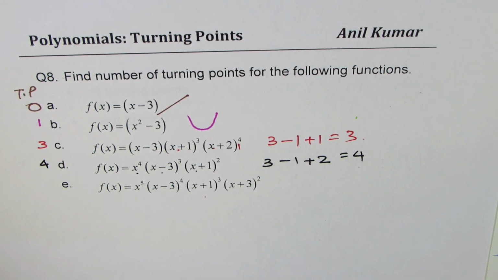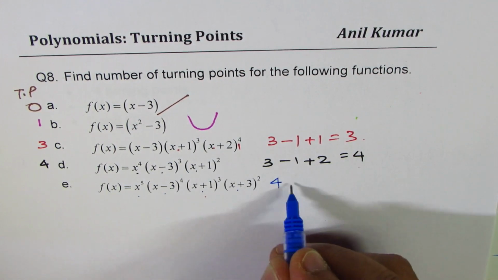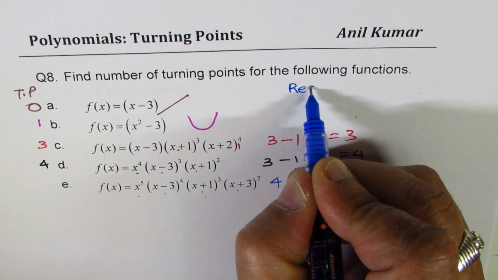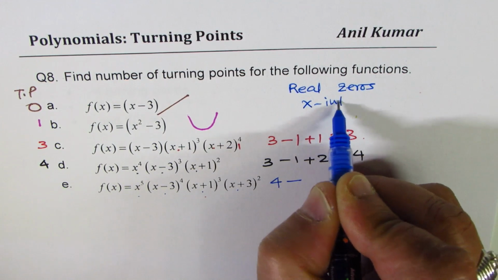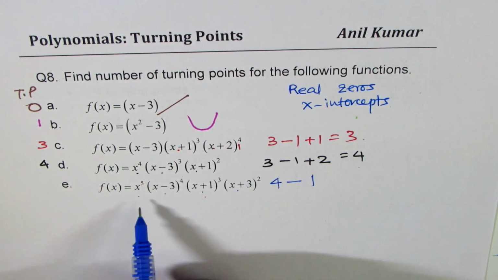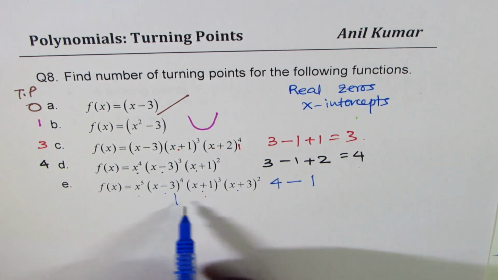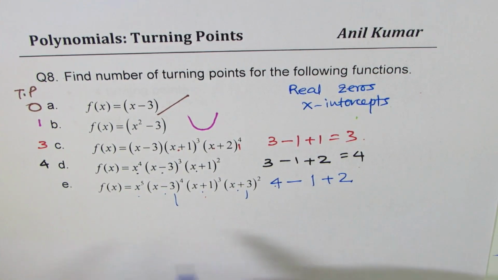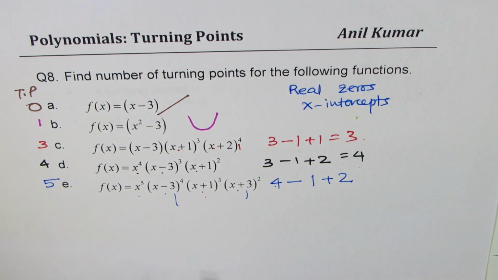And the last one here is 1, 2, 3, 4 zeros. I should say real x-intercepts, right? Or real zeros, right? Or we can say x-intercepts. Out of which, so it is 4 minus 1. After all, we have to come back. It's a continuous function. How many are even? 1 and 1. 2 even. So we'll add 2. So 4 plus 2 is 6 minus 1 gives us 5 turning points. You get an idea, right?